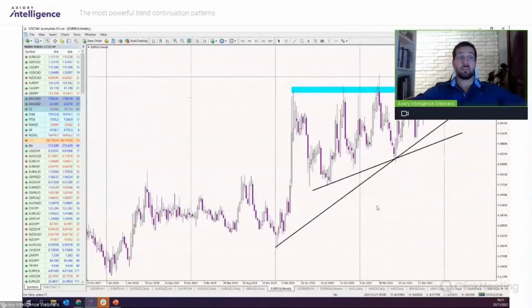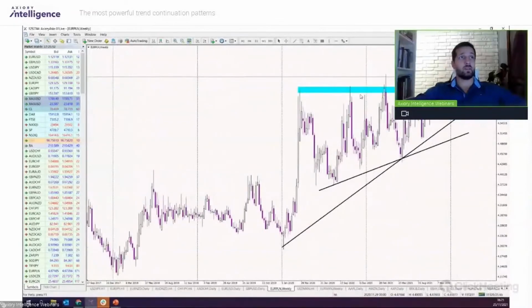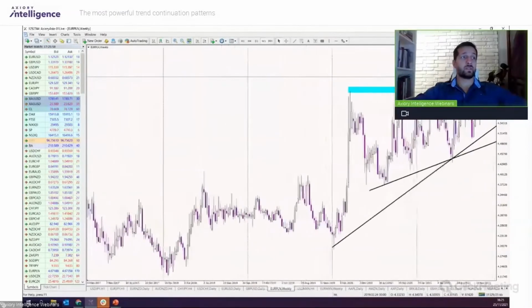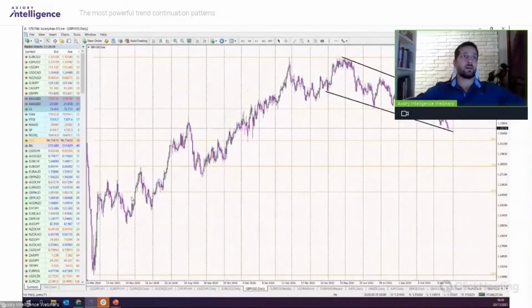Ascending triangle at its finest, euro to Polish zloty. Big ascending triangle, horizontal resistance, dynamic support, upswing. Trend continuation, because the trend was bullish from the very beginning. Cable, British pound to American dollar, upswing, flag. We are waiting for the breakout to the upside.